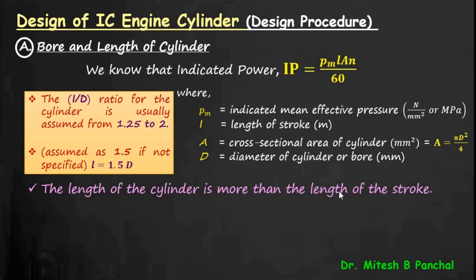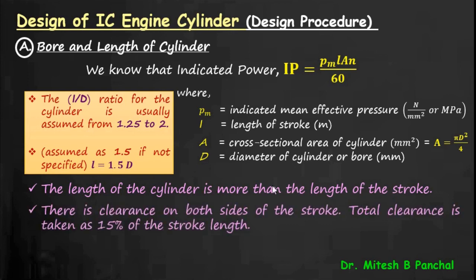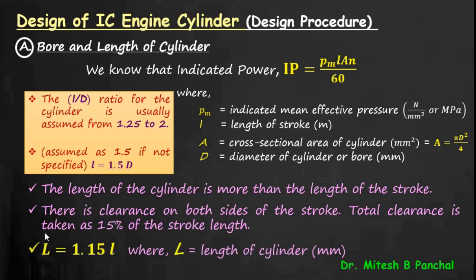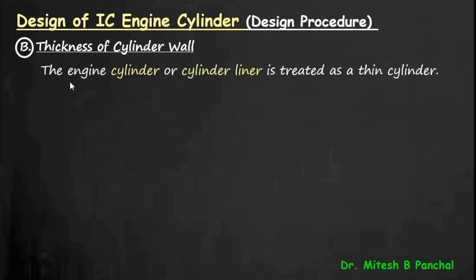The length of the cylinder is more than the length of the stroke. There is a clearance on both sides of the stroke. So the total clearance is taken as 15% of the stroke length. So the total length of the cylinder, that is L, capital L, equals 1.15 times small l, where L is the length of the cylinder in mm, while the small l is nothing but the stroke length.